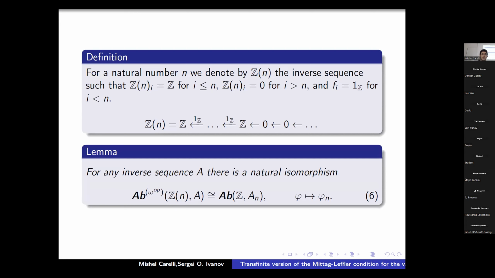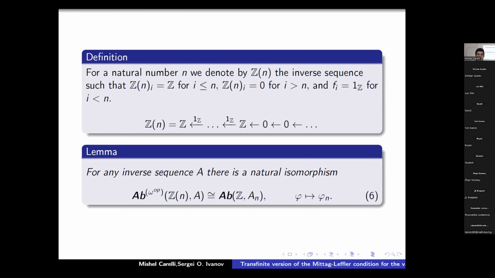I need to explain what Ab^(ω^op) is. It's just inverse sequences, because we have ω^op, that's the natural numbers with inverse order, and then we have functors from this category to abelian groups, and just inverse sequences. So, for a sequence A, there is a natural isomorphism. The left hand side is like the morphisms from Z_n to A, and the right hand side is like the morphisms from Z to A_n as groups.